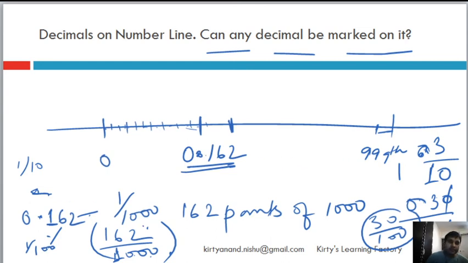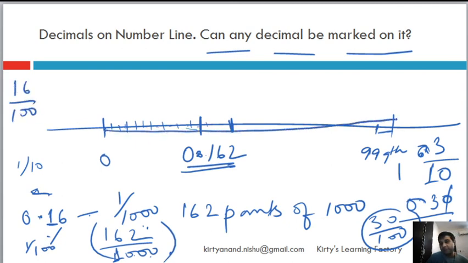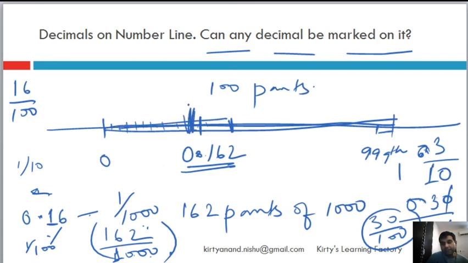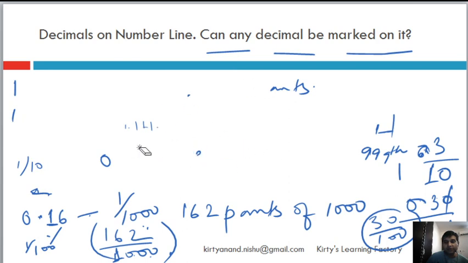If it was only 0.16, which means 16 parts of 100, then divide this whole number line from 0 to 1 into 100 equal parts and count the 16th part. Whatever is the 16th part, that will be 0.16. That's how you should be able to place all the decimals on the number line. Let me give you some more clarity.